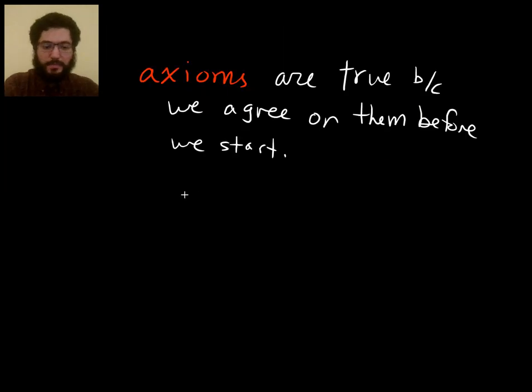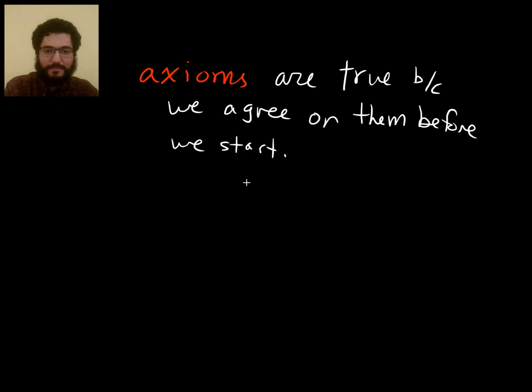Okay, so let me summarize a little bit. So axioms are these propositions that are true or provable because we agree on them at the beginning. So it's not necessarily that we're threatening each other into agreeing on them, right? It's not, oh, this is true because I say so. It's that these are just sort of the rules of the game that we're playing.